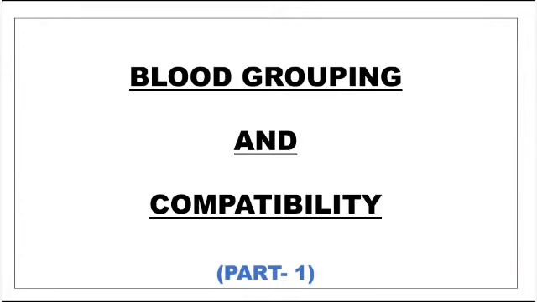Today we are going to discuss blood grouping and compatibility. I have prepared two parts for this video. In the first part we'll be mainly discussing the blood group systems, that is the ABO system and the RH system. And in the second part we'll be discussing the compatibility of the various blood groups among one another. So the blood group or the blood type depends upon two aspects.